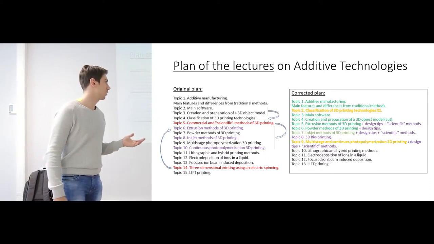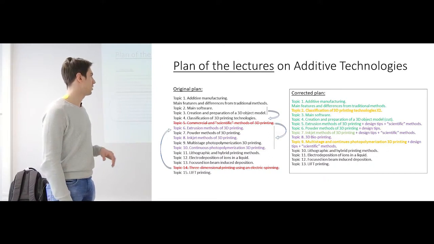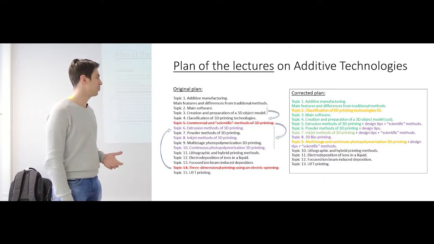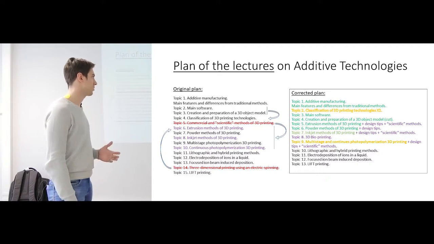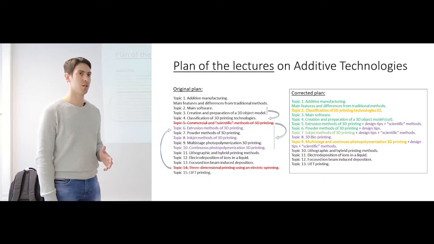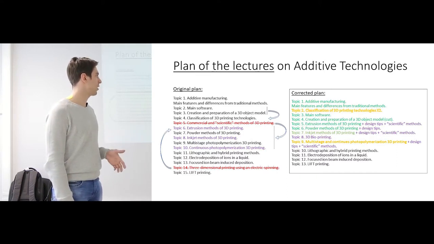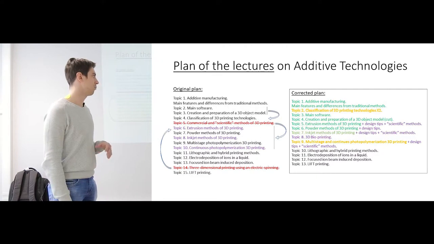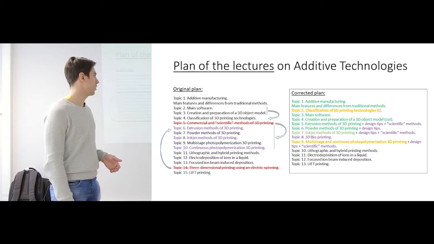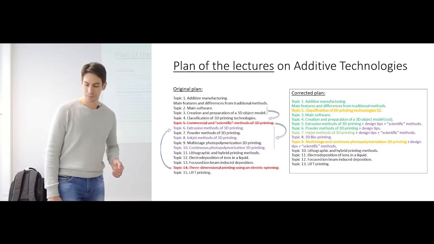We'll start from differences between additive manufacturing and traditional methods. Then we'll consider the classification of main 3D printing technologies. Then we'll discuss some software, then the preparation and creation of a 3D model. And then we'll discuss in detail different methods such as extrusion methods, powder methods, inkjet methods, 3D bioprinting, photopolymerization, lithographic and hybrid printing methods. And then we'll move to electrodeposition of ions in liquid, focused ion beam-induced deposition, and LEAF printing.